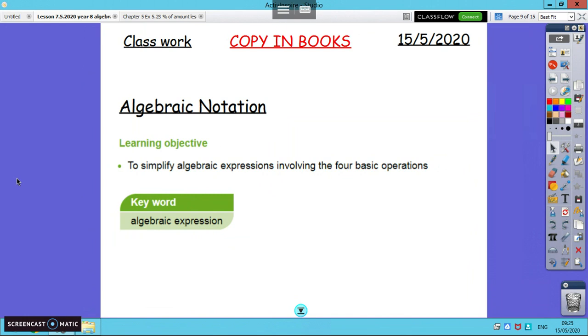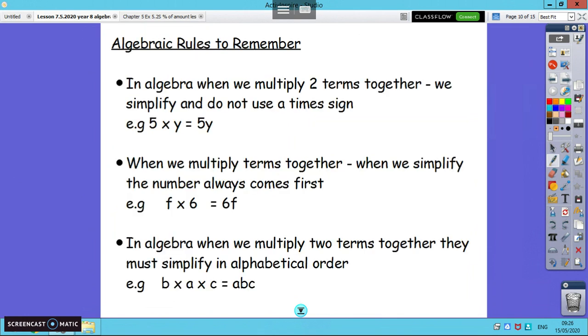Okay, so you've got your second lesson on algebraic notation today. What I'd like you to do is pause the video and write your date, title, and learning objective. Okay. Next thing we're going to do, we're going to look at these rules that I spoke about last time.